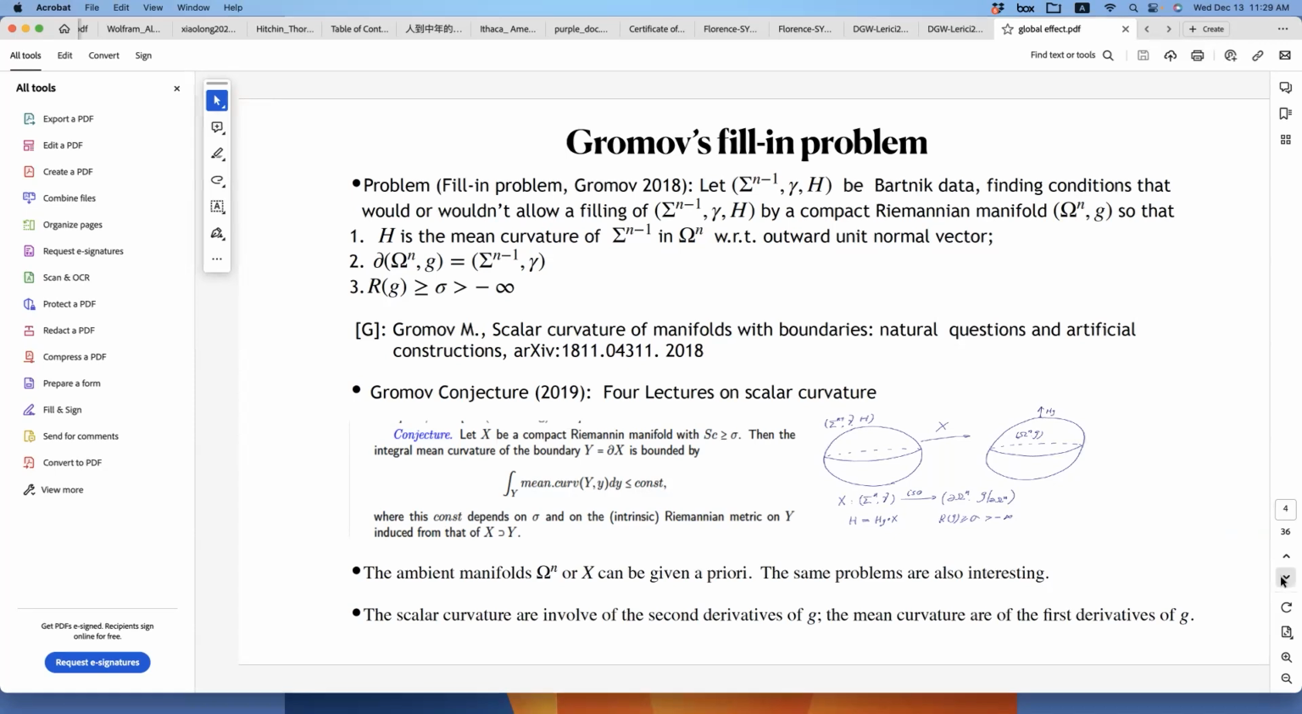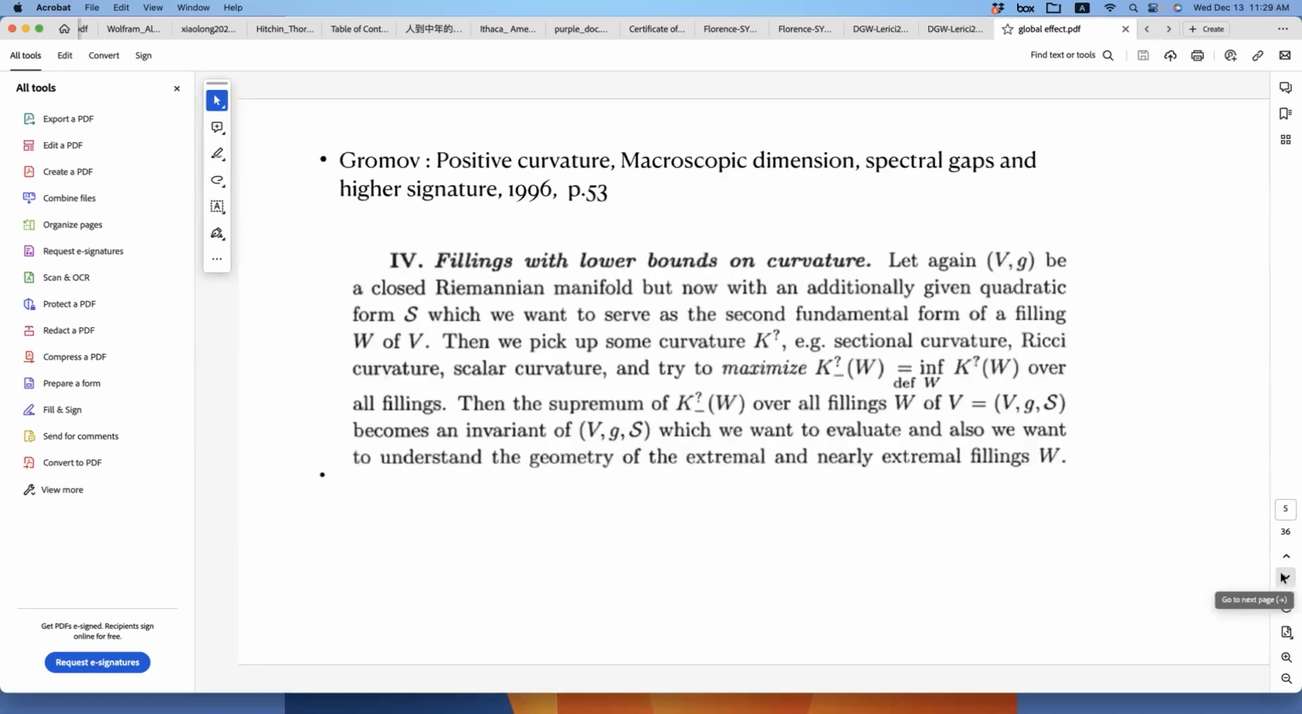Actually, Gromov proposed more general filling problems, I think in 1996. Here is the statement. Let (V, g) be a closed Riemannian manifold, and S is a quadratic form, which will be solved as a second derivative later for the filling W. And then pick a curvature, maybe sectional curvature, Ricci curvature, or scalar curvature, etc.